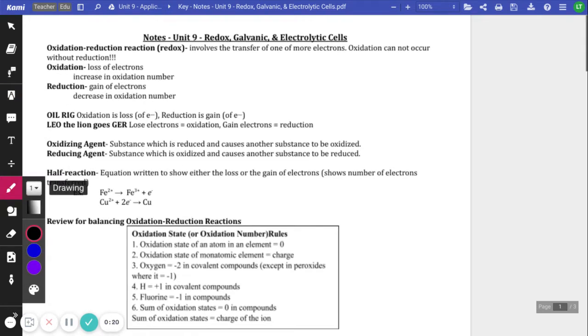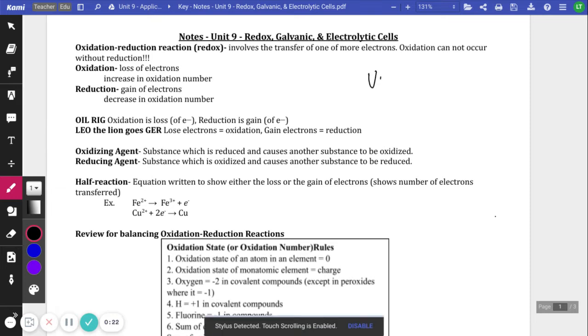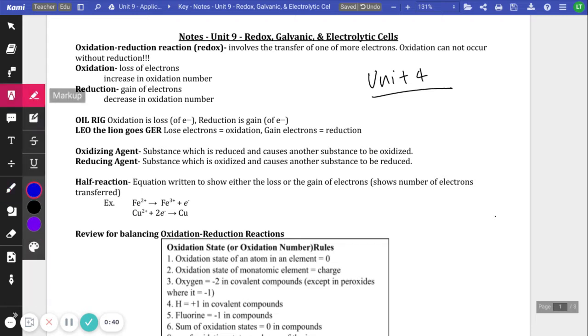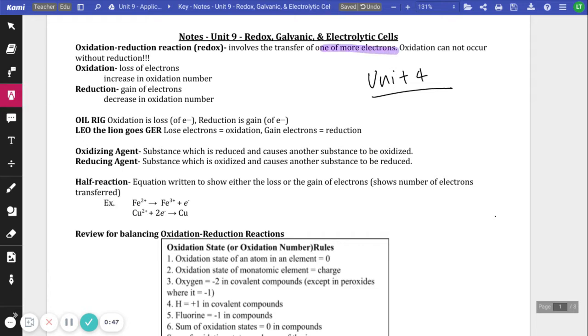Now guys, this is a review from Unit 4, and there is a whole video on redox posted to the Coyote Chemist YouTube over redox reactions. So I'm going to go pretty quickly through this since this should be a review. A redox reaction is anytime we're transferring one or more electrons. And you have to have oxidation to have reduction. They have to go hand in hand, so oxidation cannot occur without reduction.